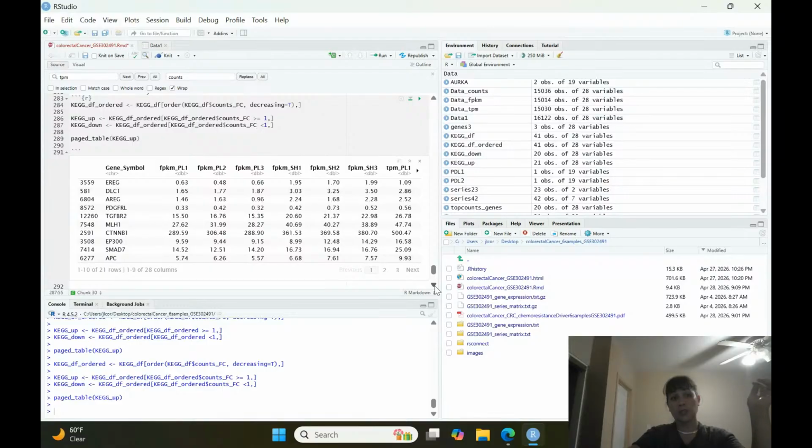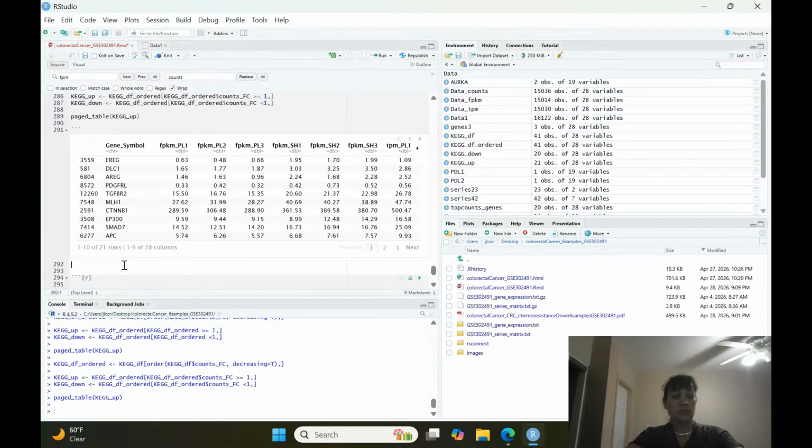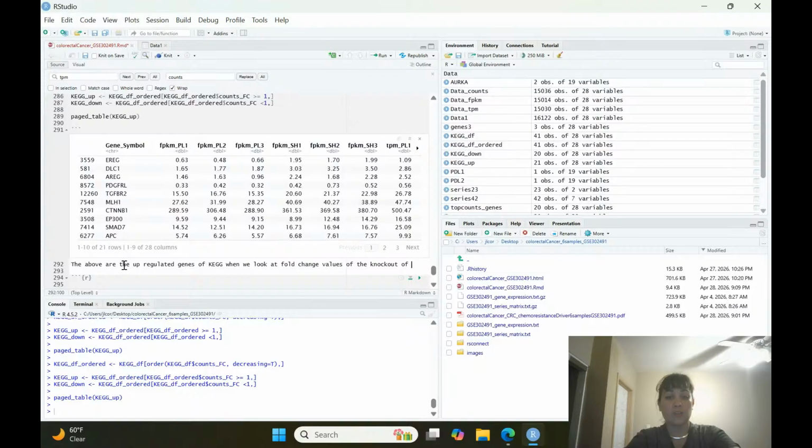That's better. 21 rows in the upregulated. So these are our upregulated genes. And the above are the upregulated genes of KEGG when we look at fold change values of the knockout of ARCA in CRC, colorectal cancer cells.